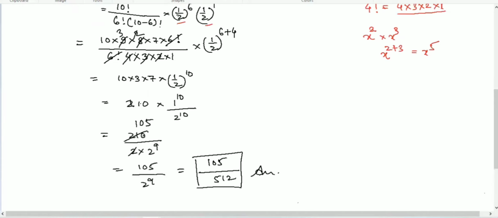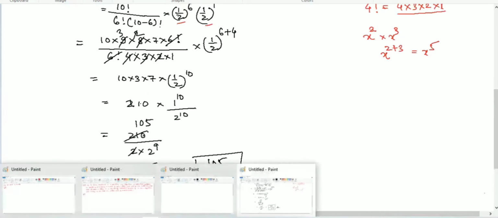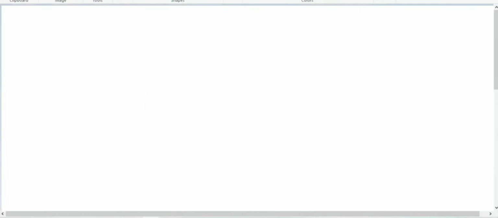Let's take the second part of the question: at least 6 heads. What do we do here? We need to find the probability of x greater than or equal to 6, not less than. They want at least 6 heads, so we have to find the probability of x greater than or equal to 6.